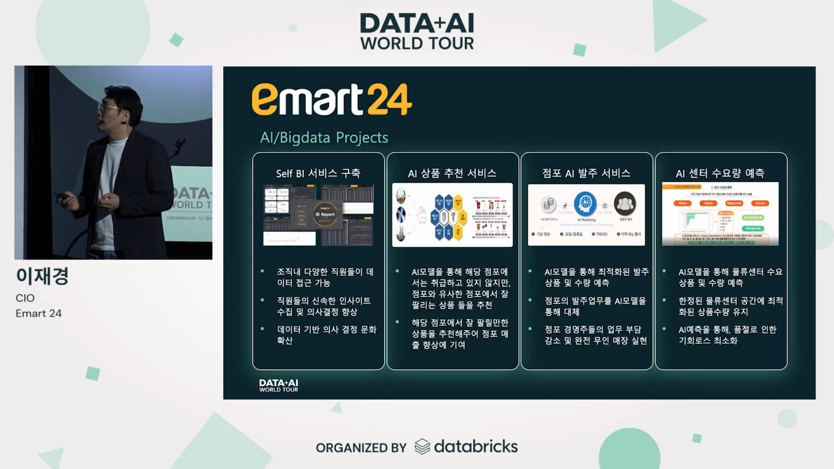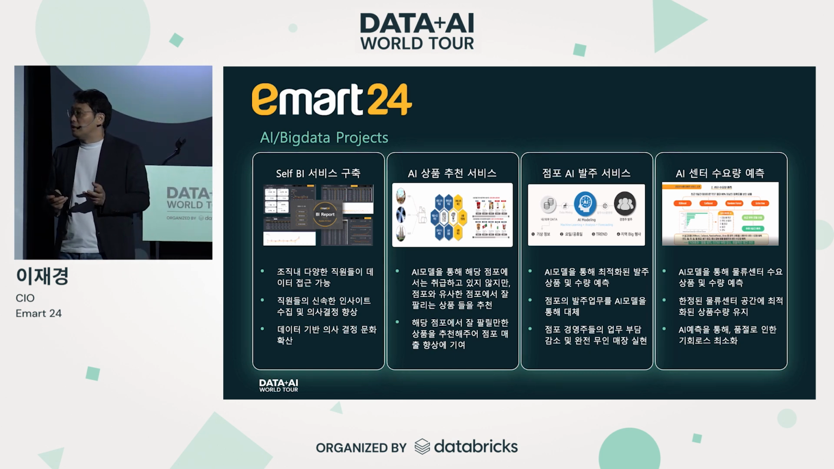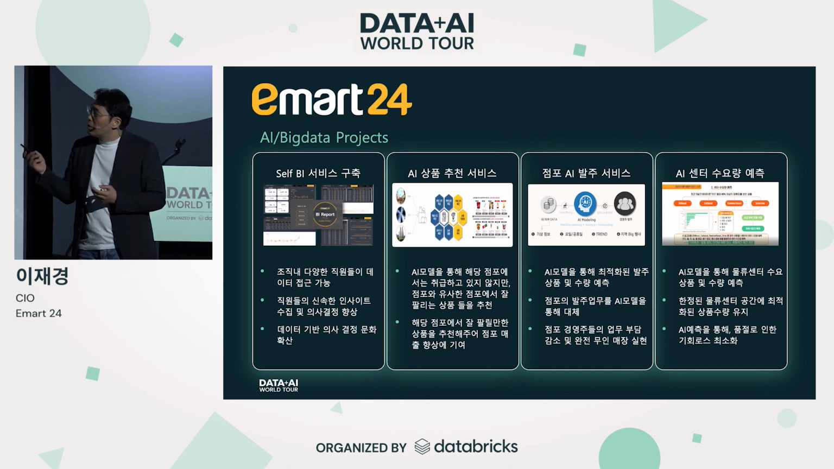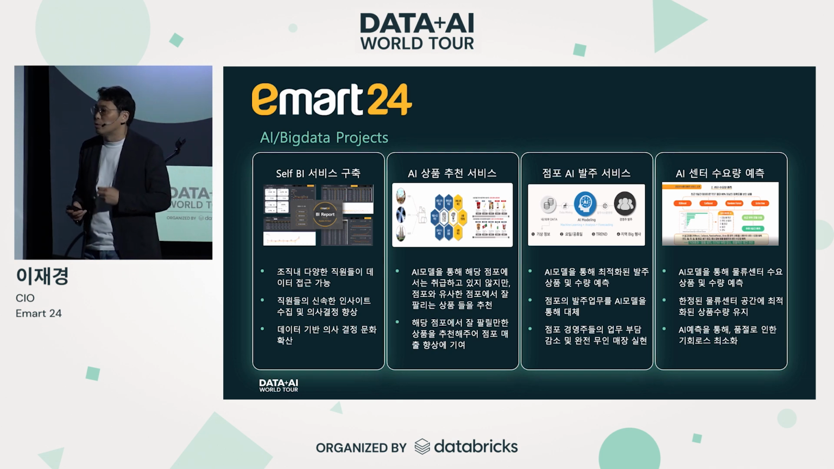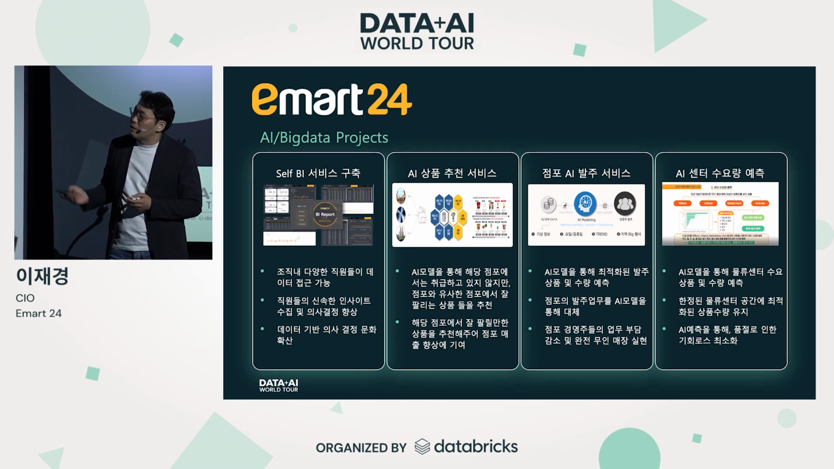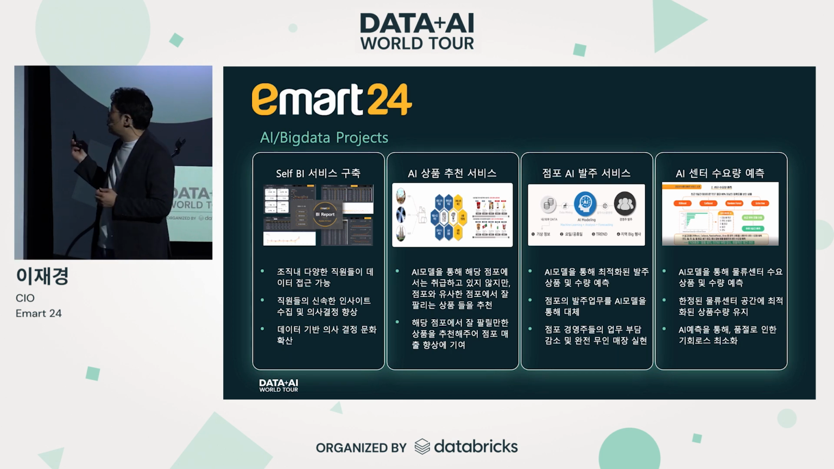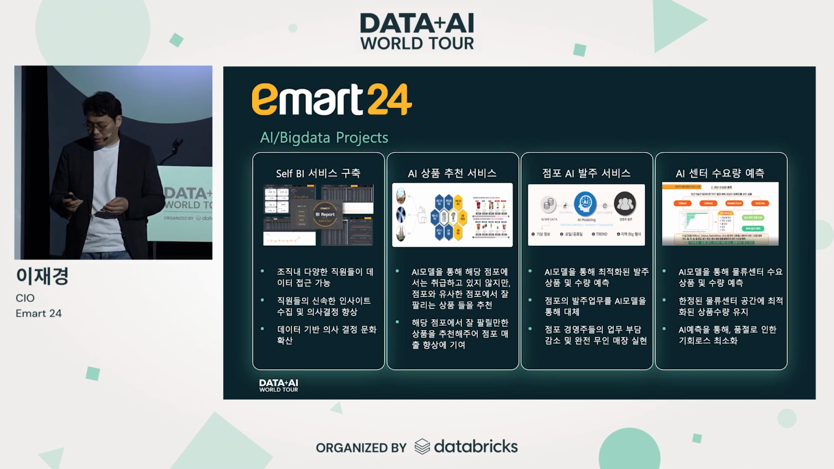그리고 이 빅데이터 AI 팀에서 진행했던 프로젝트를 간단히 살펴보면요. 앞에서 말했듯이 현업들이 데이터에 익숙해질 수 있도록 셀프 BI 서비스 시스템을 구축해서 항상 자기들이 필요한 데이터를 분석하고 시각화할 수 있도록 했고, 복잡한 알고리즘은 빅데이터 AI 팀이 직접 경영주들을 위한 AI 상품 추천 서비스, 점포 AI 발주 서비스, 그리고 물류센터 AI 수량 예측 프로젝트를 수행해서 현재 진행하고 있습니다.